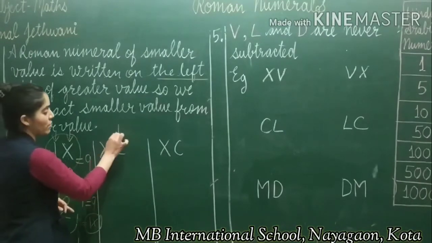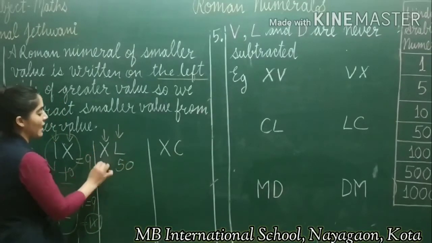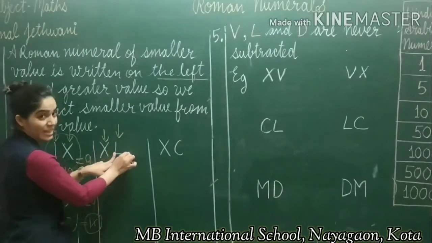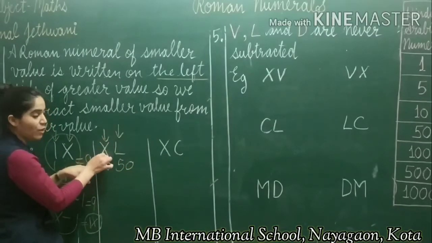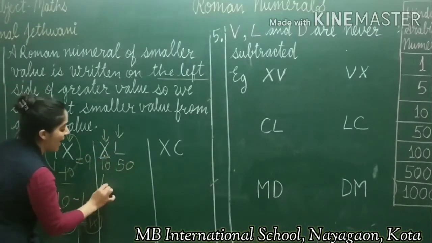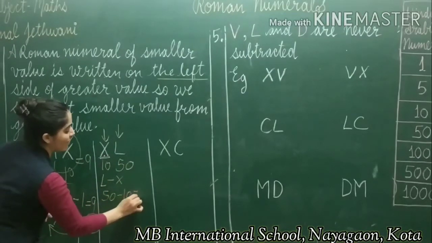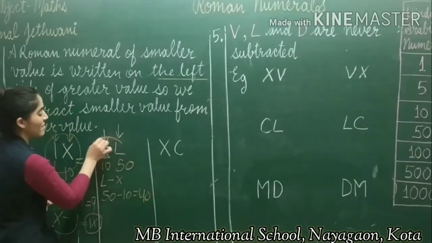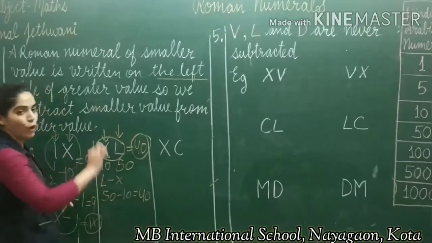Next example here you can say I have taken 50 as L and 10 as X. So 50 is a greater value and 10 is a smaller value. So I will subtract the smaller value from the greater value, means L minus X, 50 minus 10. So I will get the answer 40. So it means XL indicates the Hindu Arabic numeral 40.